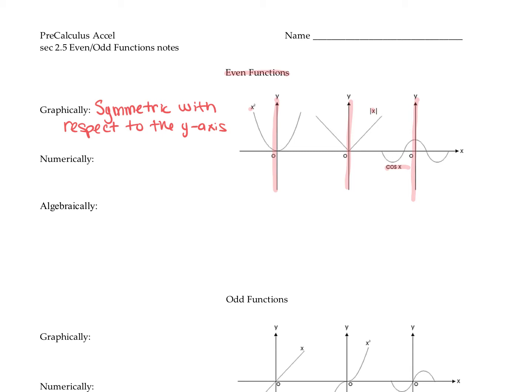So numerically, what does this mean? This means if I have a point like a comma b, that means that even if the point has a negative a, then I'm still going to have point b. So for example, if this was a and this was b, I have a symmetrical point on the other side at negative a.